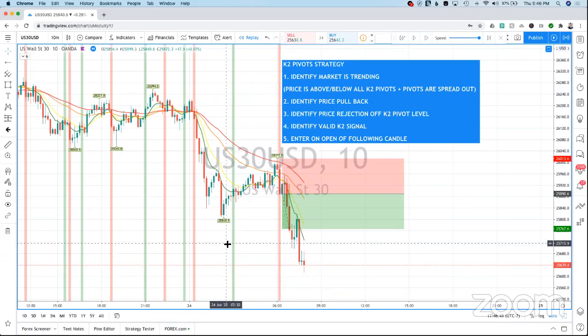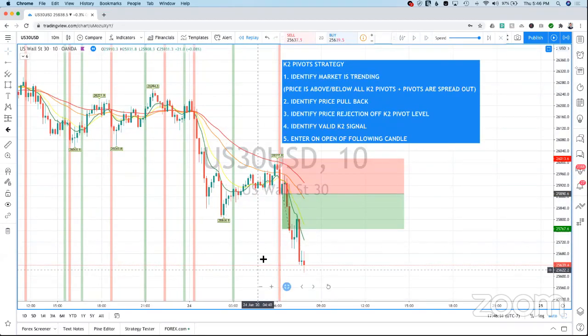And this works on all time frames, guys. So if you want to swing trade, intraday trade, or scalp, it's up to you. The choice is yours. The strategy works on all time frames.